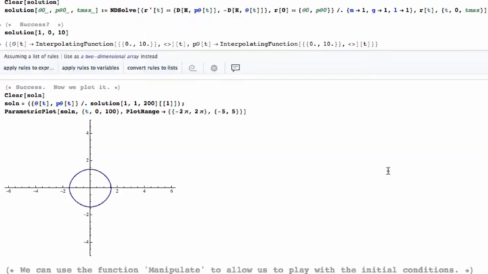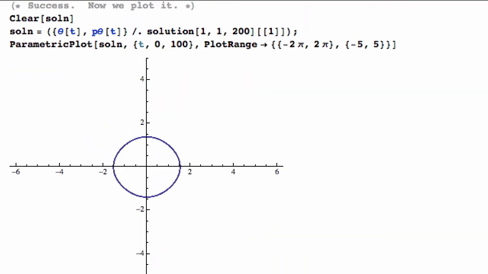Okay, how do we plot it? Well, roughly the same way. We plug in our solution. This is a particular solution, so we're plugging a particular solution into a parametric plot. And just like before, we get some shape. And you see it looks pretty much like a circle.